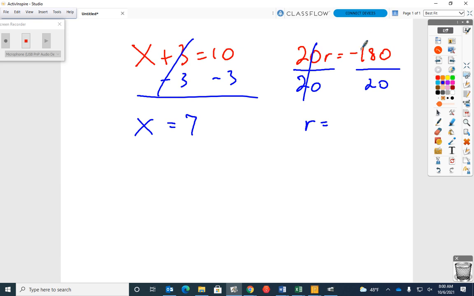Now I have a negative divided by a positive, so no matter what the number is, it's going to be negative because those are different signs, right? Now what's 180 divided by 20? 9. My answer would be negative 9. Now if I was to go back and replace that r with a negative 9, 20 times negative 9, is that negative 180? Yes, it is. So did we do that one right? Yes, we did.